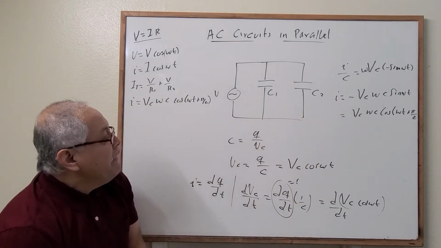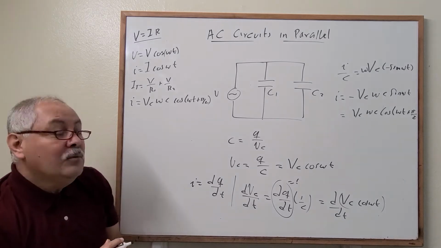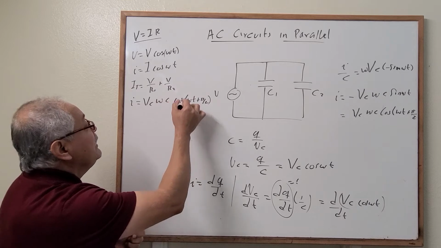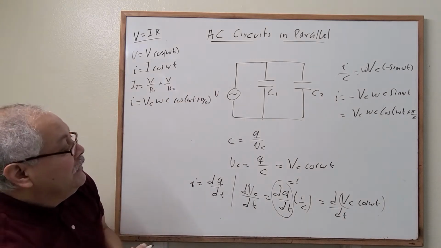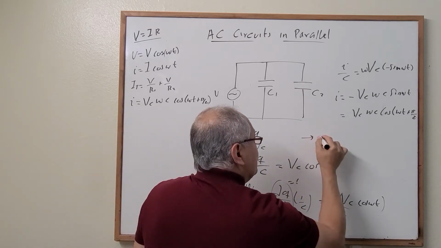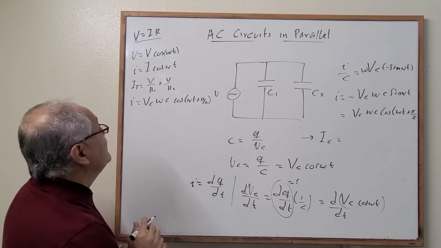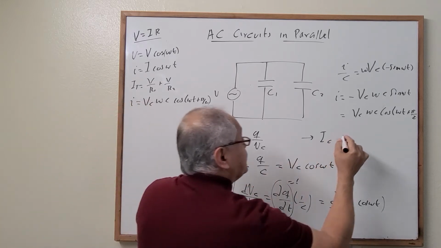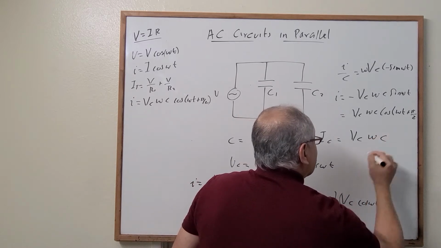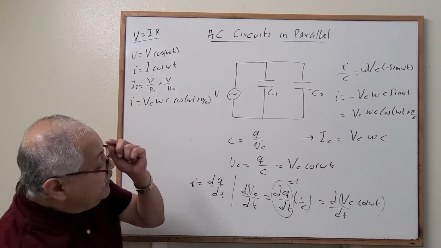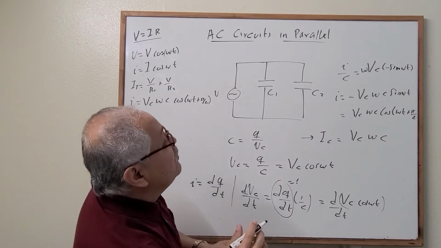Great. Now let's find the maximum current. When do we have maximum current? Well, when the cosine of this angle is 1. In that case, what do we have? The maximum current through the capacitor is equal to what? It is equal to the voltage of the capacitor times omega C. Perfect.